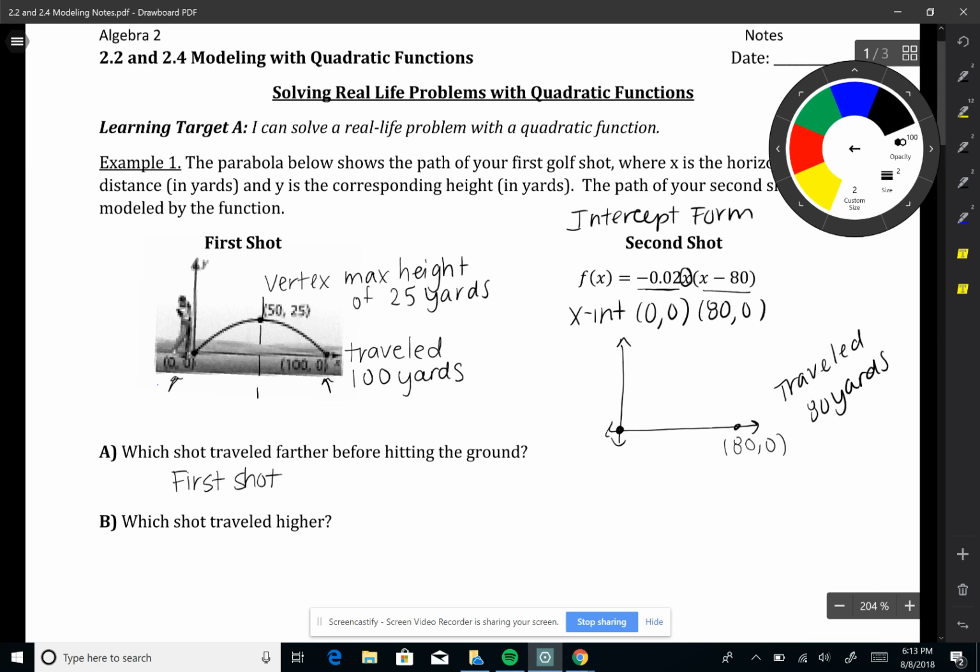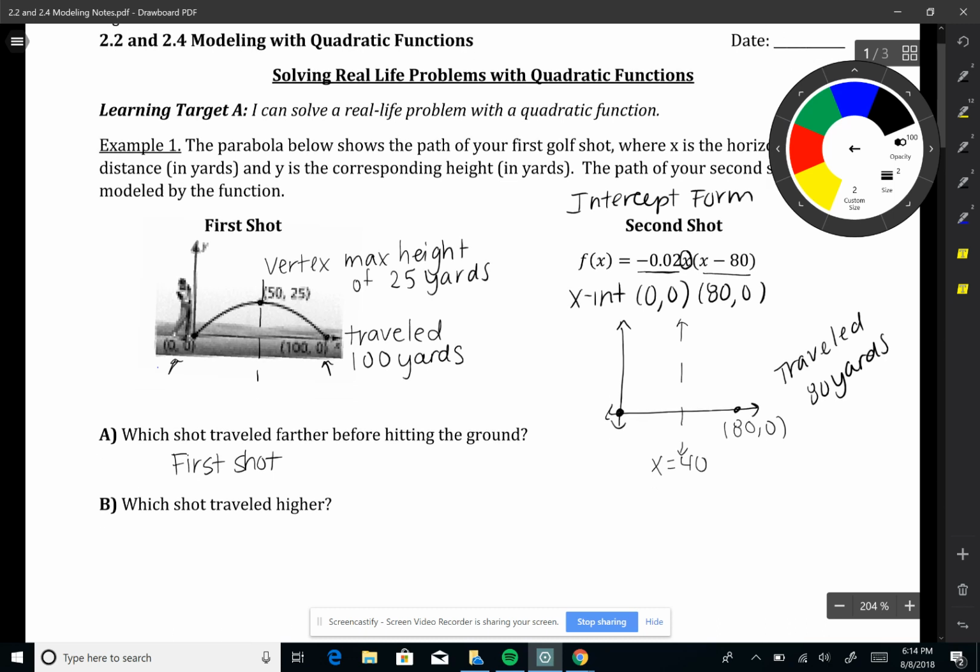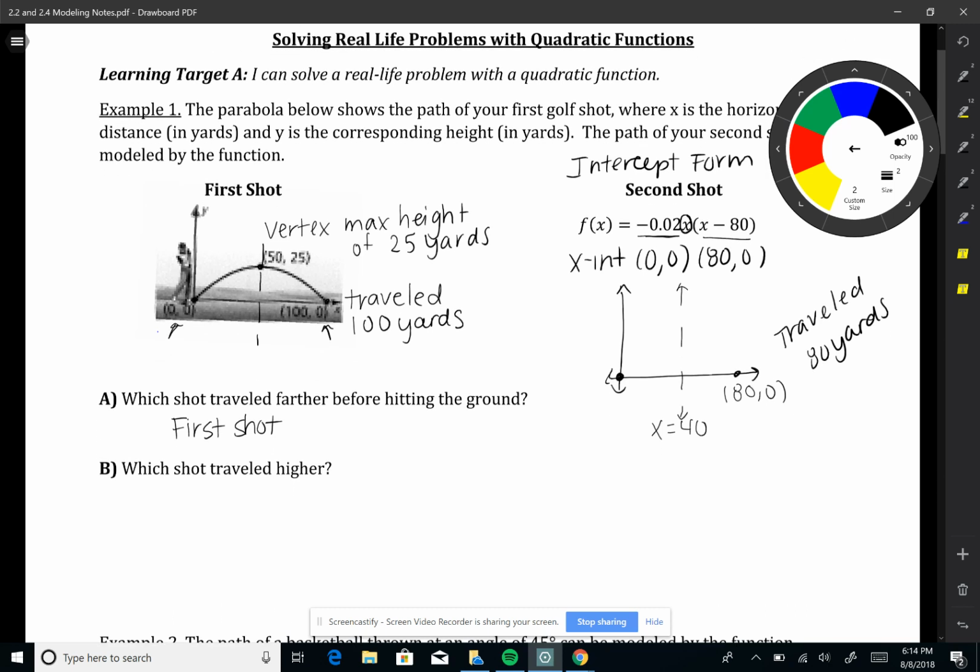Okay, to figure out which shot traveled higher, we need to find the vertex of our second graph. Since we know our x-intercepts are at 0 and 80, we find our axis of symmetry, which is halfway between 0 and 80, would be 40. And remember, to find the y-coordinate of our vertex, we plug the x value from the axis of symmetry into our function. So I'm going to find f(40). I'm going to take negative 0.02 times 40 times (40 minus 80).